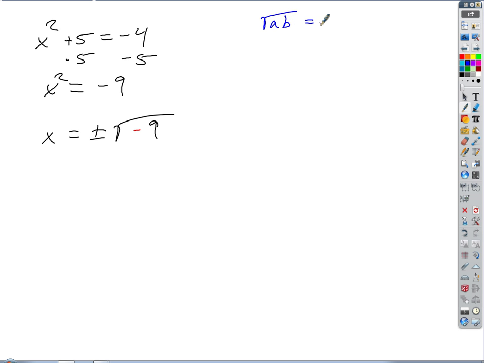I'm going to take advantage of that same property of exponents that we looked at earlier. The square root of a times b equals the square root of a times the square root of b. Only this time I'm going to break it up into plus or minus the square root of 9 times the square root of negative 1. What's the square root of negative 1? Yeah, the square root of negative 1 is equal to i, which is the imaginary unit.